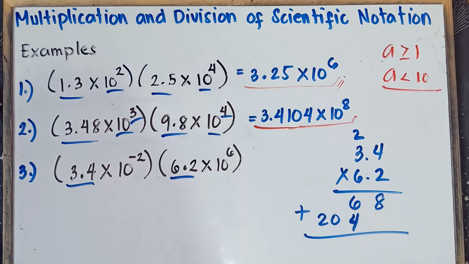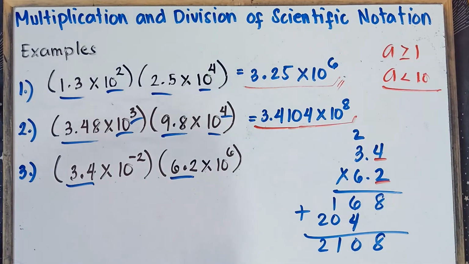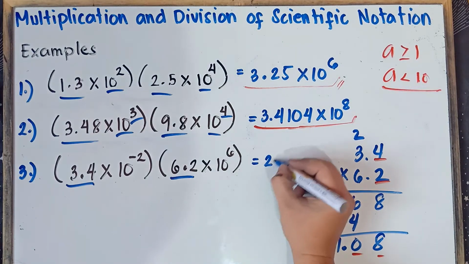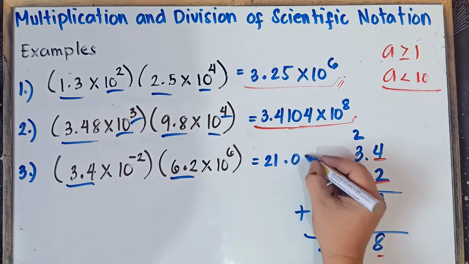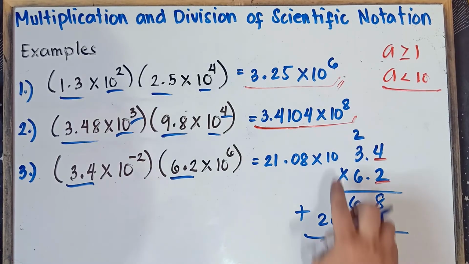Alright, and then simply add. So we have 8. 6 plus 4, that's 10. 0, carry 1. 1 plus 0 is 1. Bring down 2. And then count the numbers to the right of the decimal point. We have 1 and then 2. So therefore, we need to have 2 numbers to the right of the decimal point with regards to our answer. So therefore, our answer, we have 21.08 and then times 10.